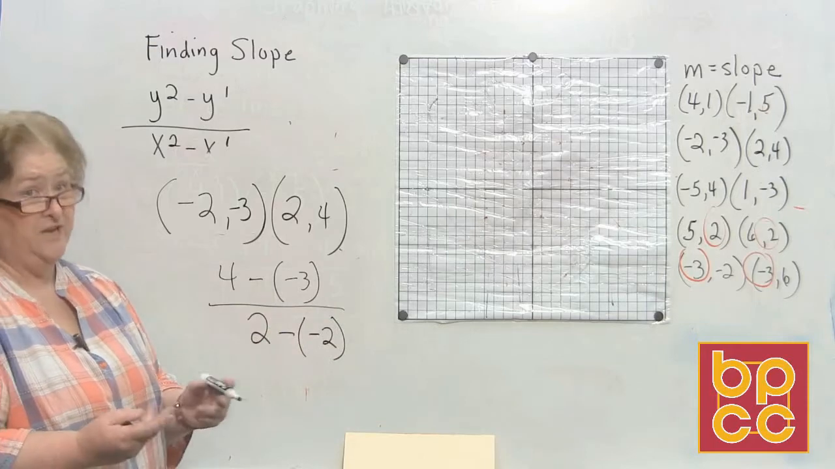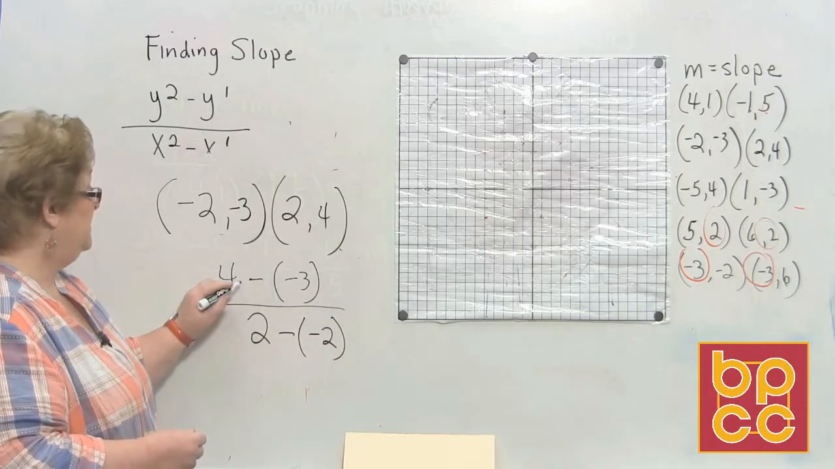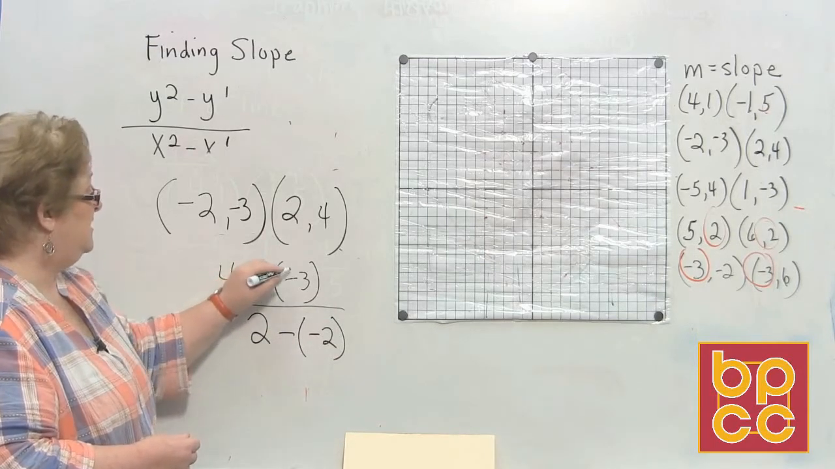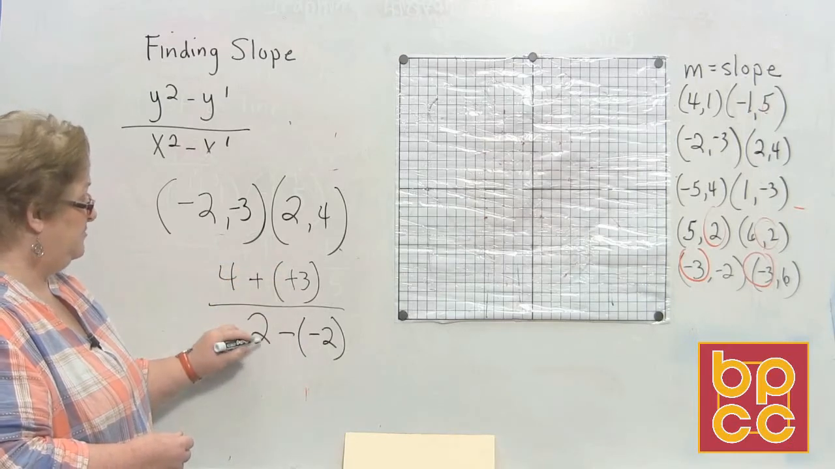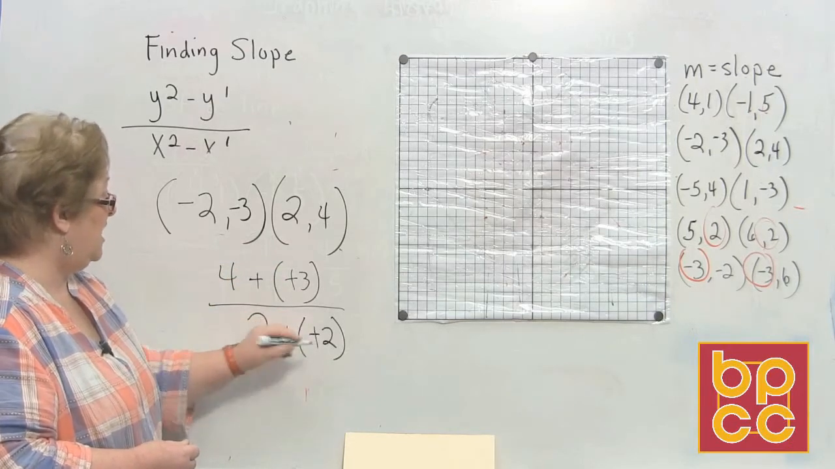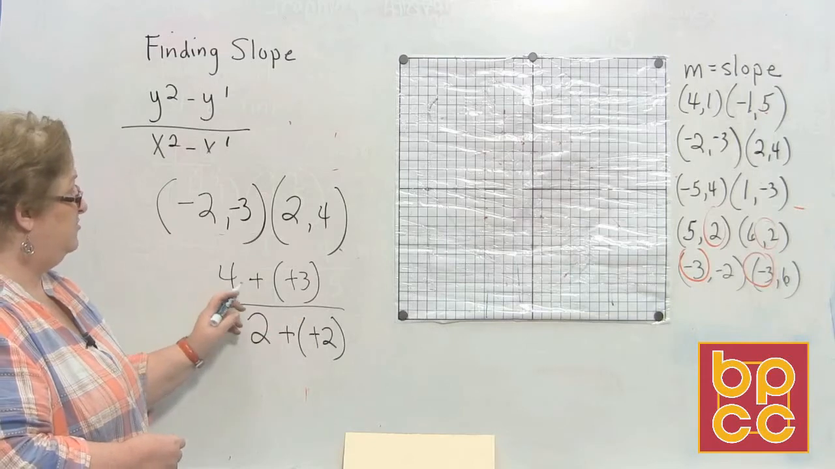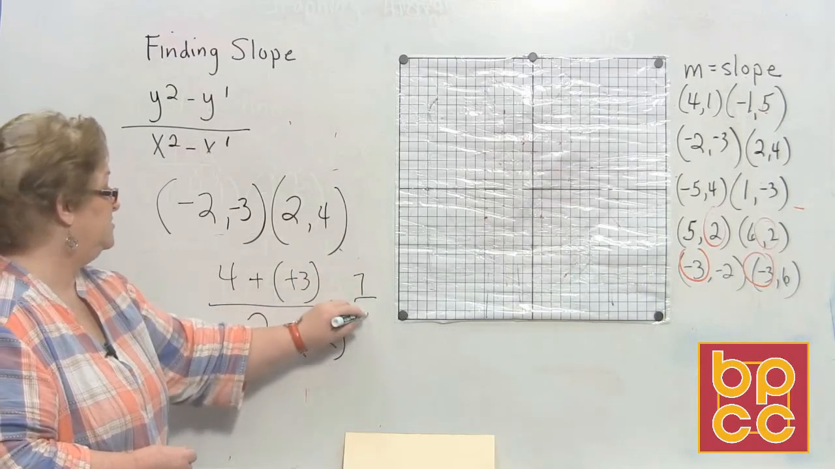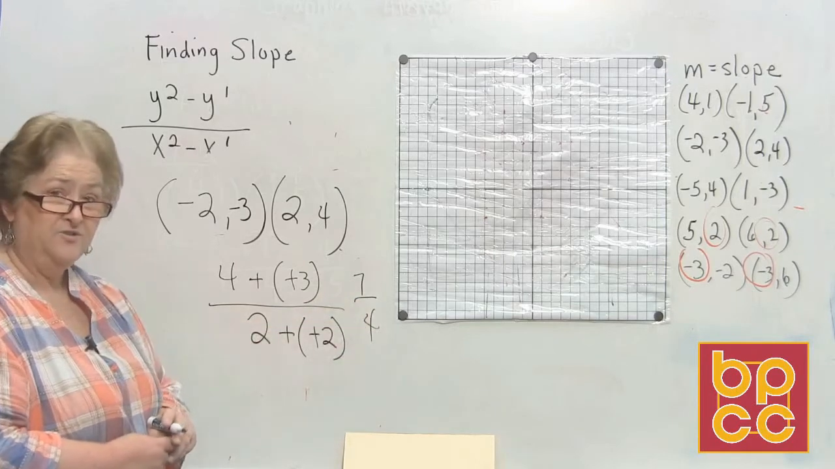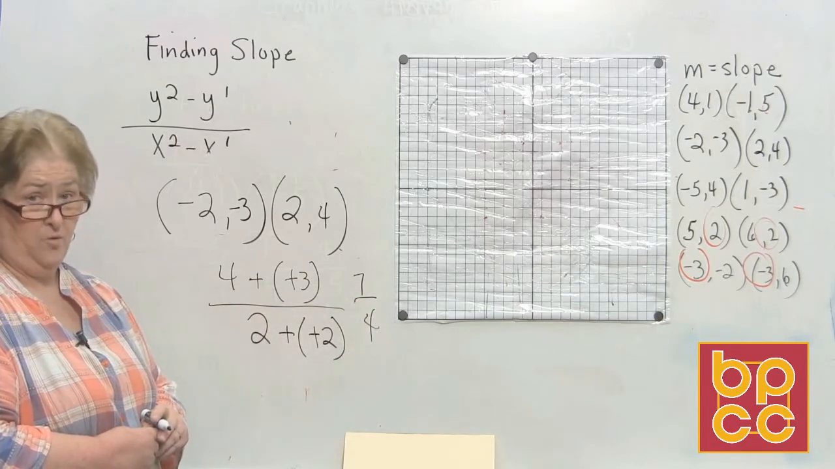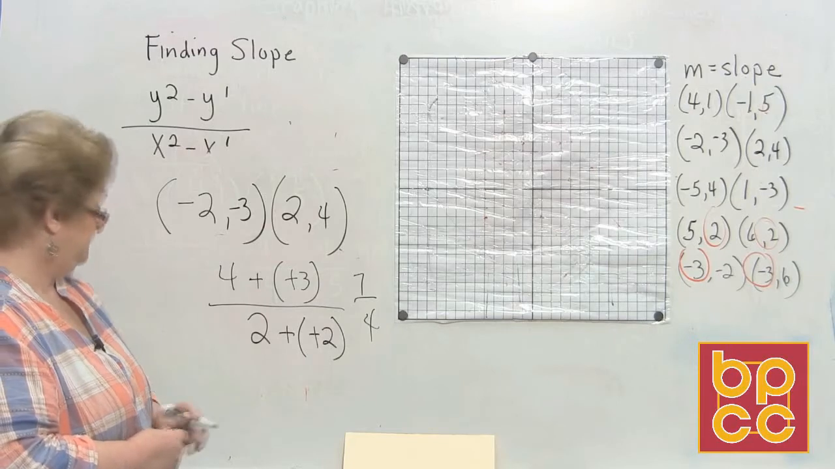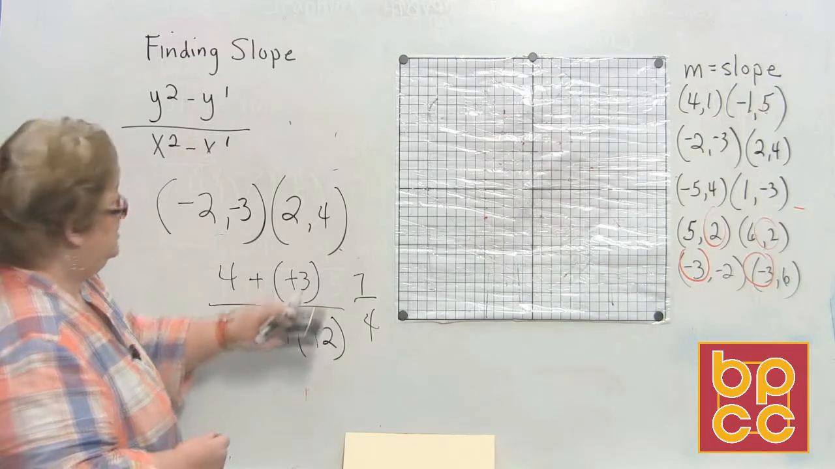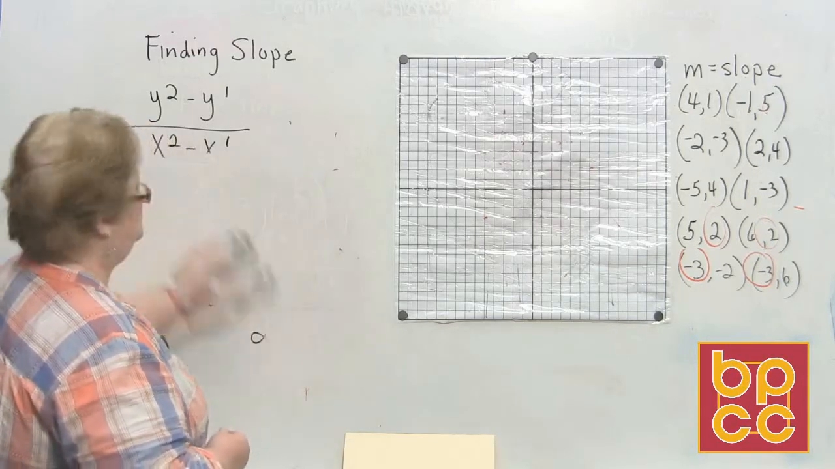Well, let's change our subtraction to addition. Keep your first one, add the opposite. We now have 4 plus 3 is 7, and 2 plus 2 is 4. Our answer to this one is 7 over 4, both positive. Okay, let's go try our next one.